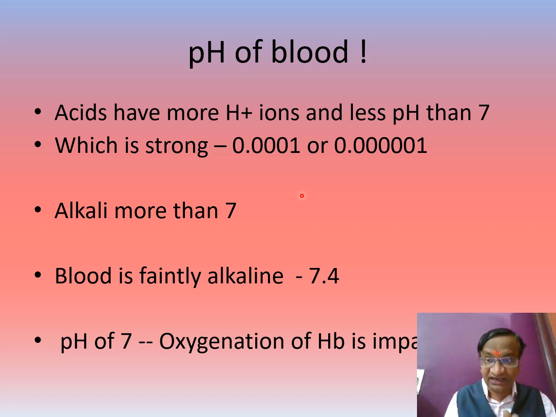At a pH of 7, that is neutral pH, there is no acidosis as far as chemistry is concerned, but clinically there is acidosis, as oxygenation of hemoglobin is impaired.